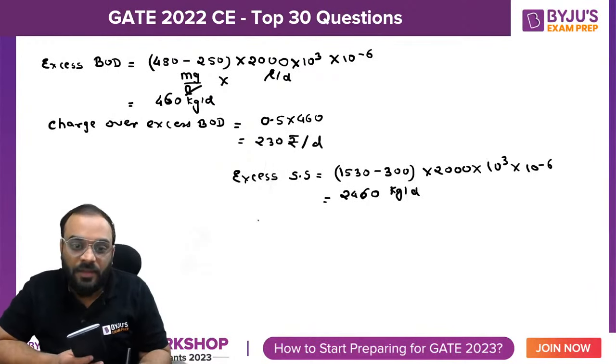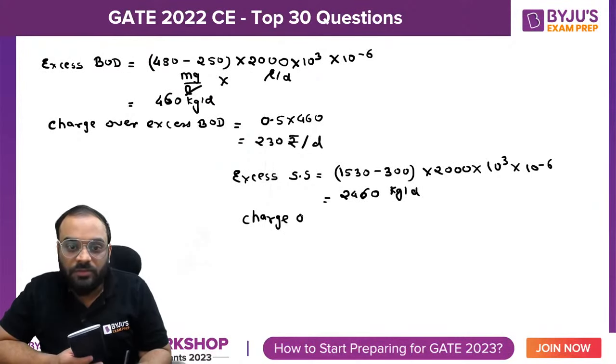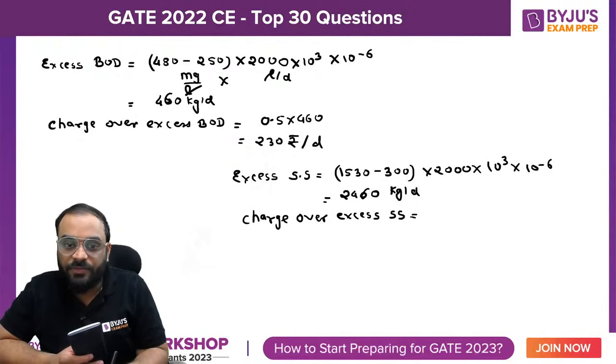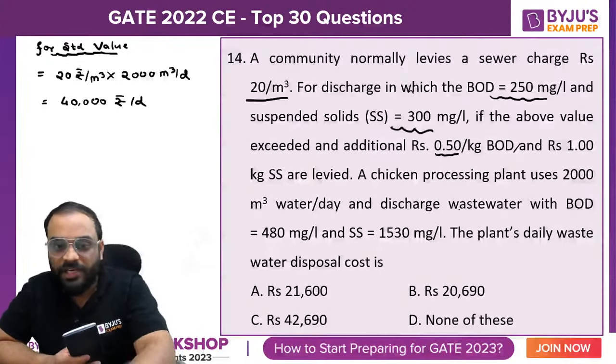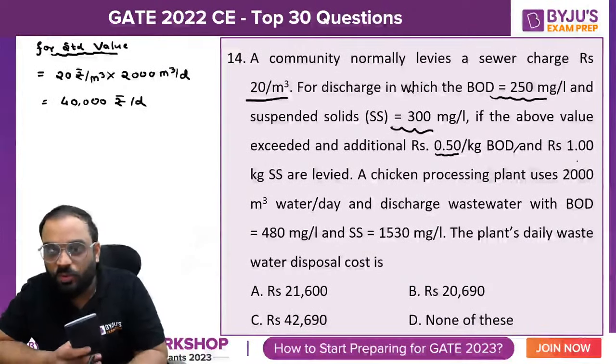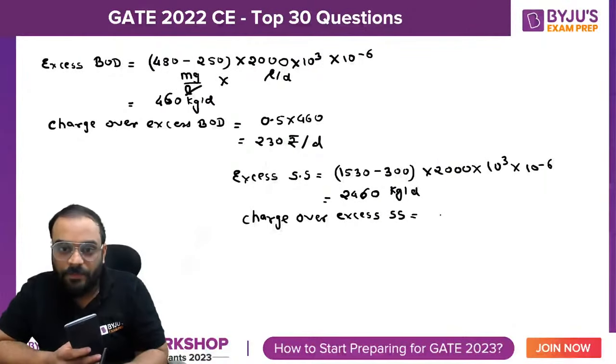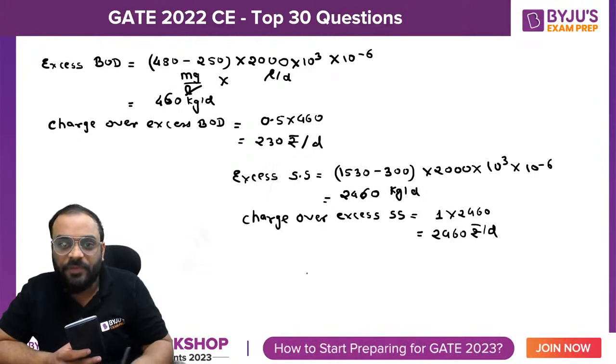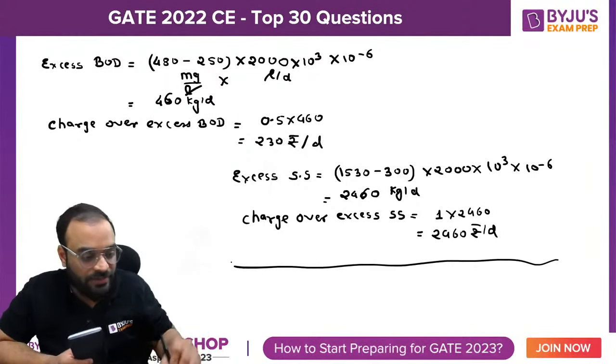Now, what is the charge over excess suspended solid? The rate is 1 rupee, so 1 into 2460. This value will become 2460 rupees per day. Now add all the values, you will get your answer.